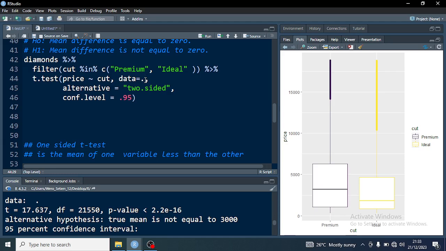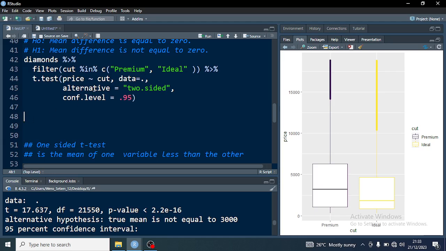This means that in general, the first argument in t.test should be x, and x should be a data frame or a vector. But in our case here, we don't have that because we have used the pipe operator. R understands that when we say data is equal to dot, it crams this as the first argument here before price. So that is what it does.